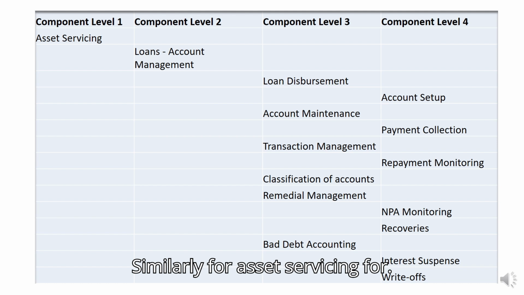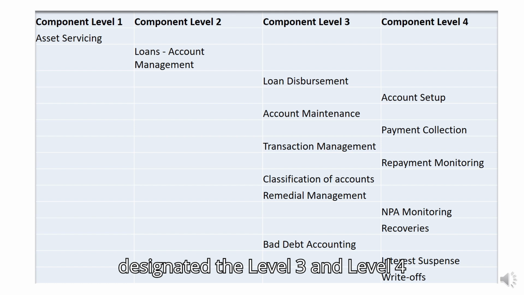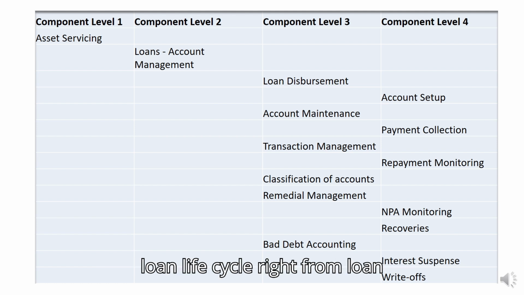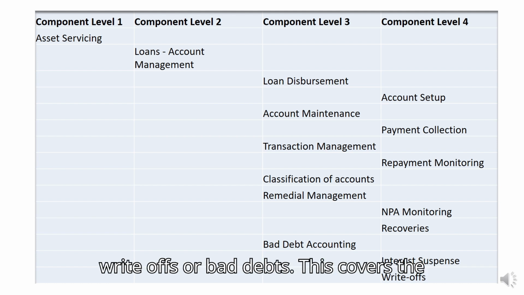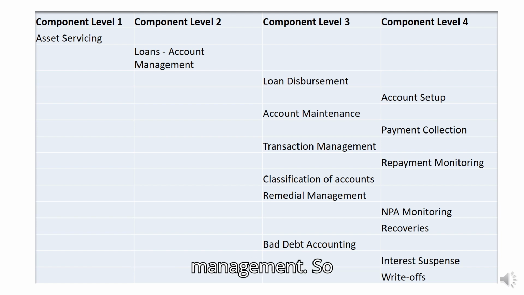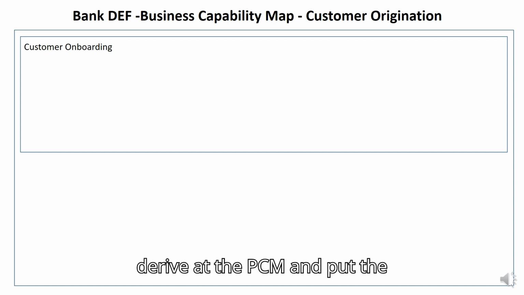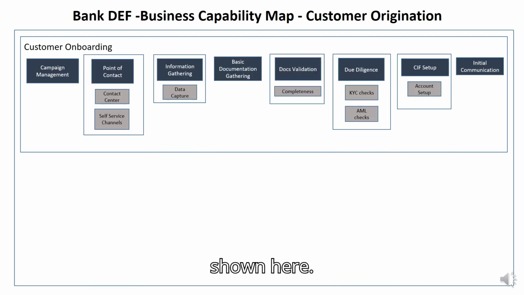Similarly, for asset servicing, for account management of loans, we have designated the level 3 and level 4 entries. So we have captured the entire loan life cycle right from loan disbursement to interest suspension, write-offs or bad debts. This covers the entire gamut of the loan account management. So now that we have captured the capabilities from level 1 to 4 in our Excel sheet, it is very easy to arrive at the BCM and put the capabilities as building blocks, as I have shown here.